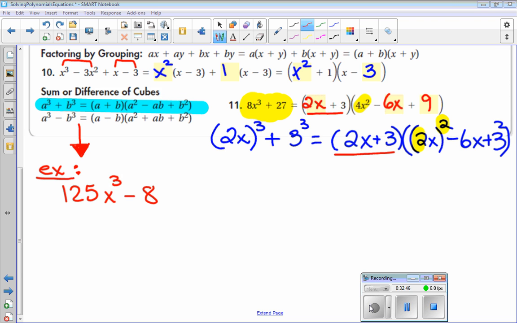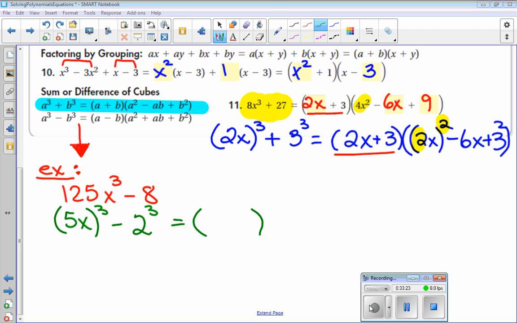Well, I know 8 is 2 cubed, and what's the cube root of 125? So is it a perfect cube? Yes. So let's write it using our notation for our formula here. I know that it's 5x cubed, remember all of 5x, minus 2 cubed. So I know what my A and what my B is. So what I need to do is plug it into my formula now.